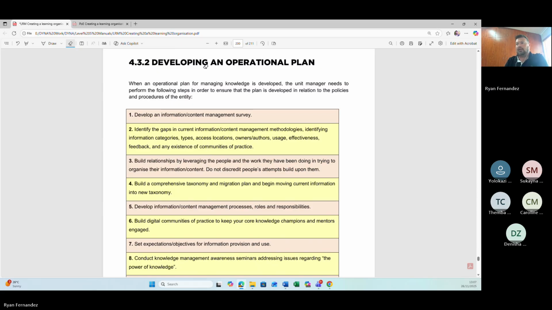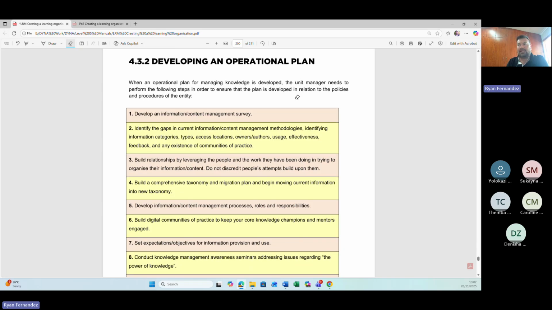Okay, so now we're going to develop an operational plan. We sort of have an idea of how we were going to create the climate or the environment where people want to share knowledge. Now we need to have a plan. So these are a couple of the things in the plan. So first one is have an information or content management survey. So send out to all the departments, what kinds of information, what kind of data, what kind of knowledge does your team need? Then take a look at where the gaps are according to that data.